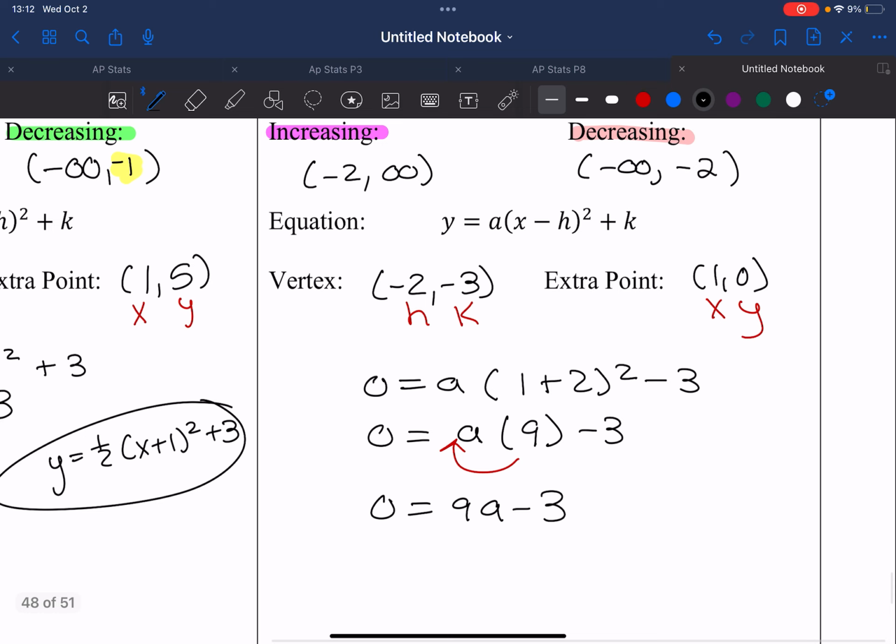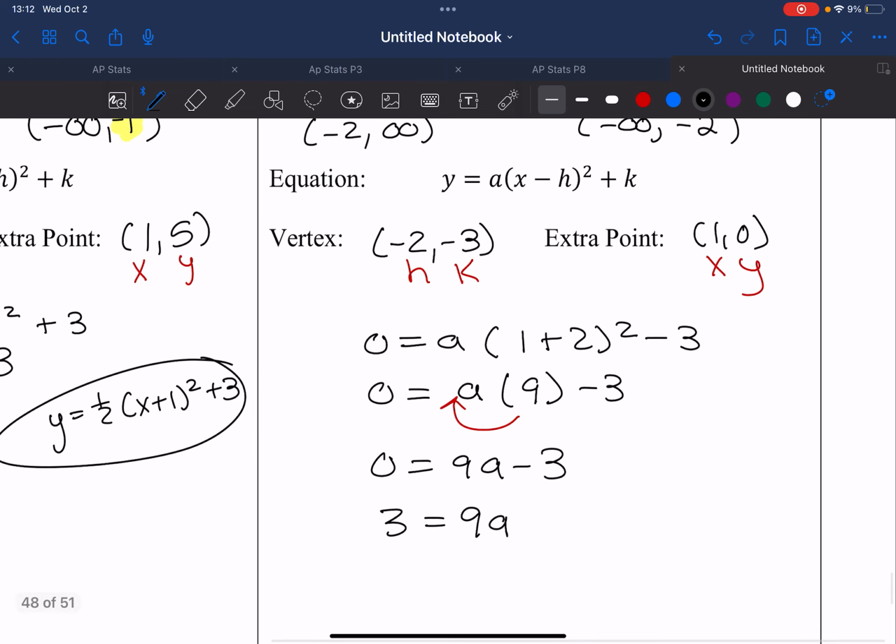We're going to add 3 to the other side and get 3 is equal to 9A. And then divide both sides by 9, and I get A is equal to 3/9, which reduces to 1/3. So writing my equation, I have y is equal to 1/3 (x plus 2) squared minus 3.